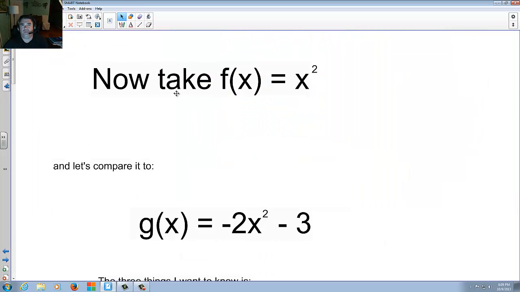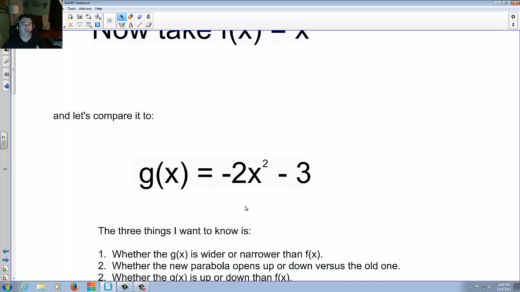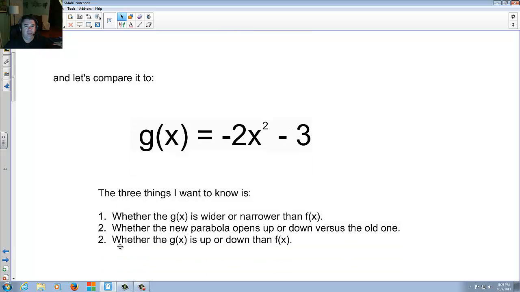Now take f of x equals x squared. Let's compare it to g of x equals negative 2x squared minus 3. The three things I want to know are whether g of x is wider or narrower than f of x, whether the new parabola opens up or down versus the old one, and whether g of x is up or down from f of x.